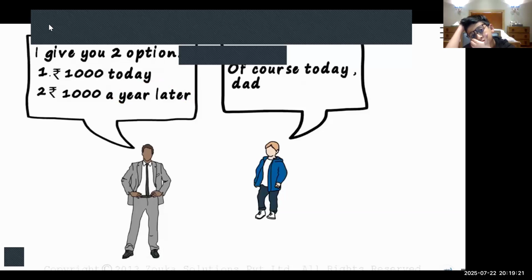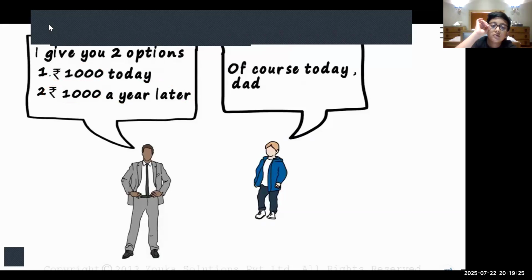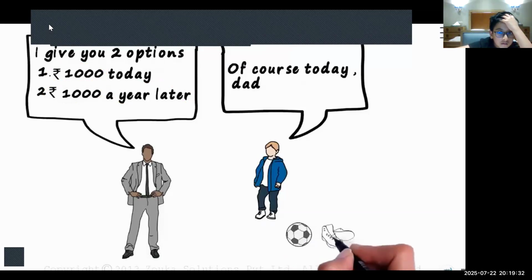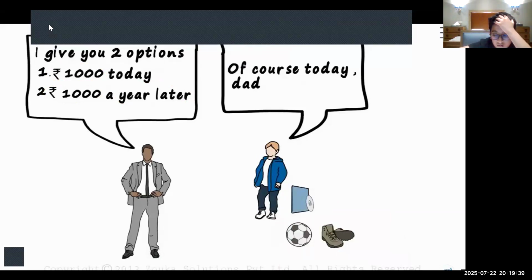Why did Gaurav want the money today and not a year later, even though it's the same amount? It's simple. He thinks he can spend the money this year. He can buy a football or nice shoes or a PlayStation game with that money and enjoy himself this year. And who knows, his dad might even change his mind a year later. So why wait for another year? This is all you need to know to understand what interest is. 1,000 rupees today is not 1,000 rupees a year later.